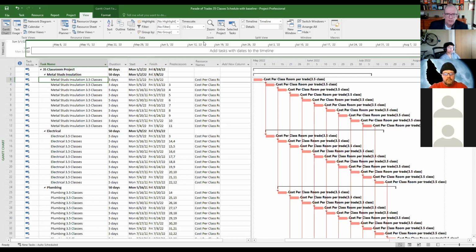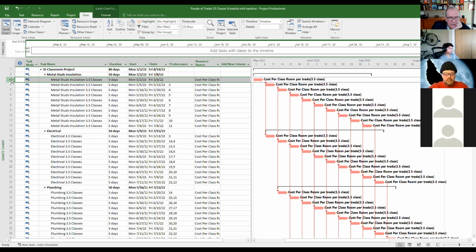And so this is really good for a contractor because I look at this and I say, all right, if I'm the acoustic sub, I've got to put in the metal studs and insulation in 3.5 classrooms in a week. So I'm going to provide enough resources to be able to do that in a week, and I'm going to make sure whatever deliveries I need are going to happen.